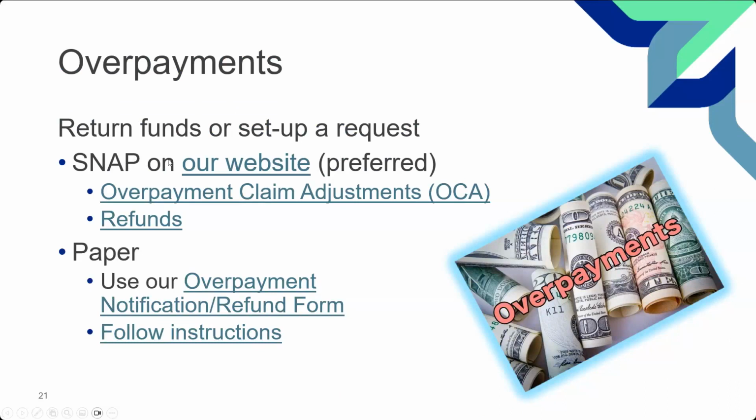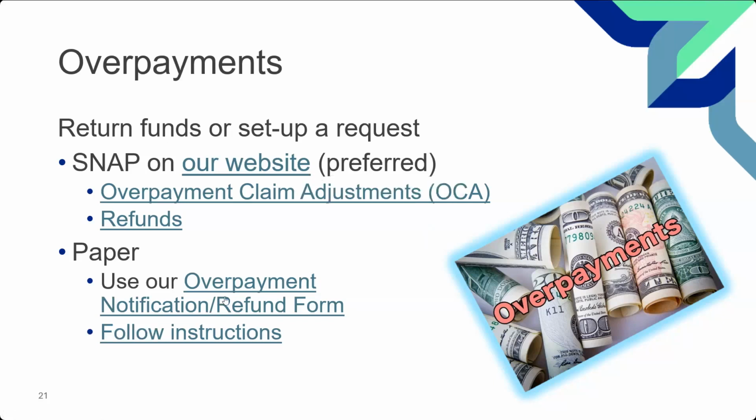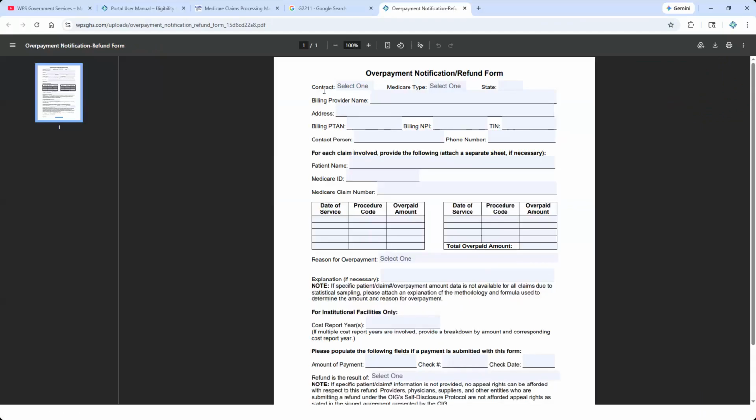However, if you do choose to do that overpayment, you can do a paper form, and that's fine. Paper check, whatever you want to do there. Please make sure that you do include our overpayment notification form, and make sure that when you look at this form, across the top there are 3 distinct fields that you must use correctly. That's this contract field, Medicare type field, and state.